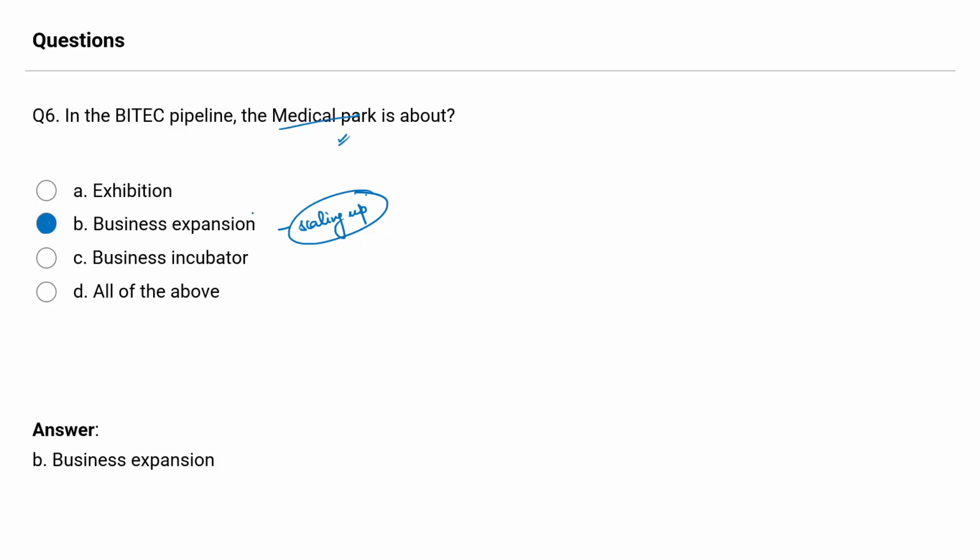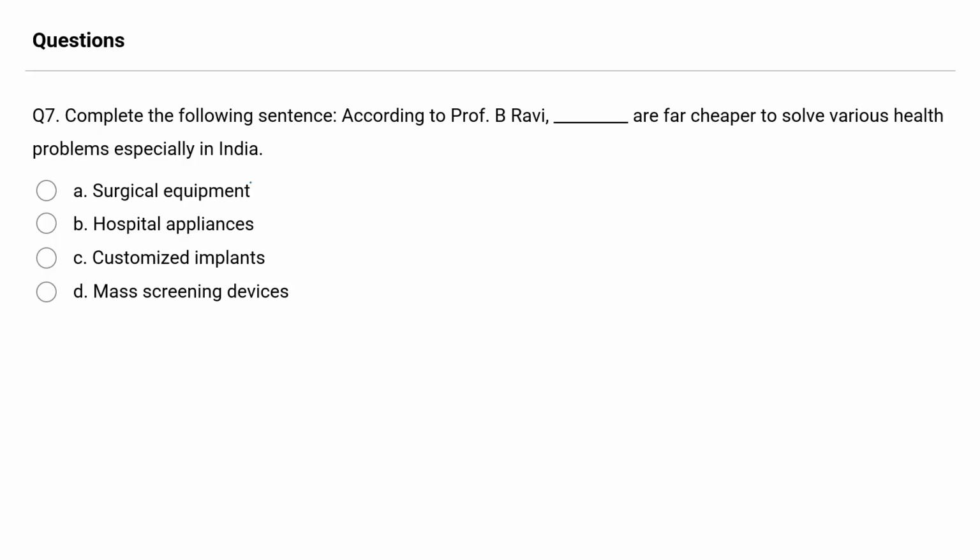All right. Let's go to our seventh question. Complete the following. According to Professor Ravi, dash are far cheaper to solve various health problems, especially in India. What is this blank about? Is it about surgical equipments, hospital appliances, customized implants, or mass screening devices? So the blank can have four options, of which only one is correct.